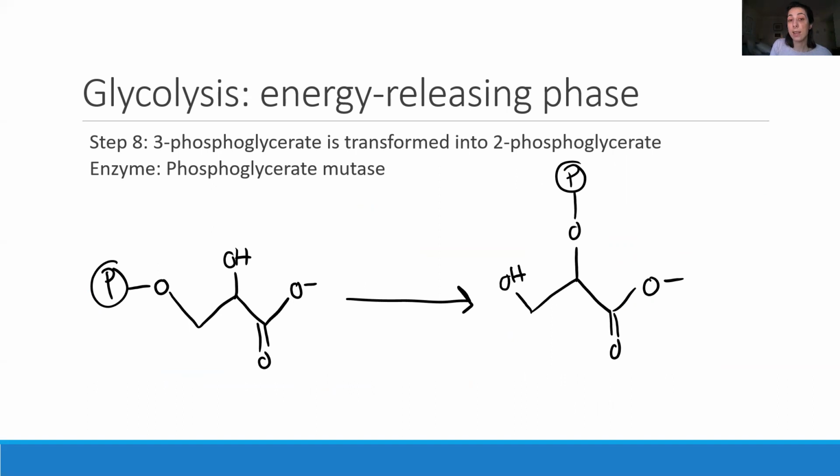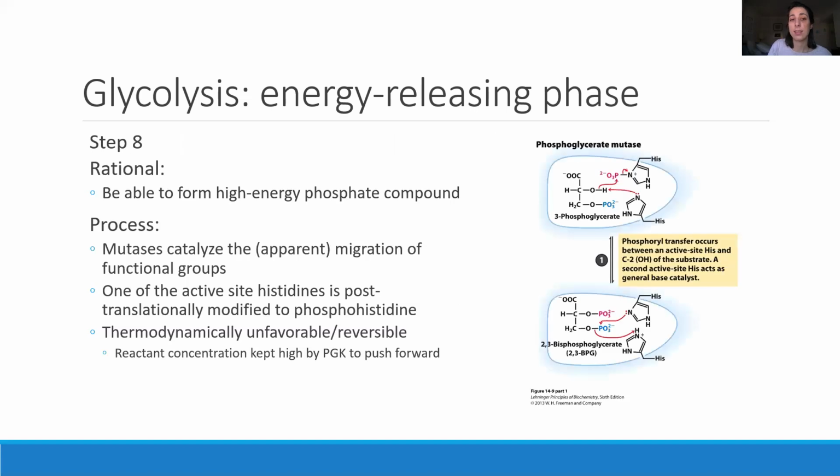Step 8. Step 8 is another kind of rearrangement reaction. We're going to transform our 3-phosphoglycerate into 2-phosphoglycerate. We're actually just moving a phosphate, and this is using phosphoglycerate mutase. What is the reasoning for this? This is to ultimately form a high energy phosphate compound. And it's using this mutase to actually migrate the functional group.